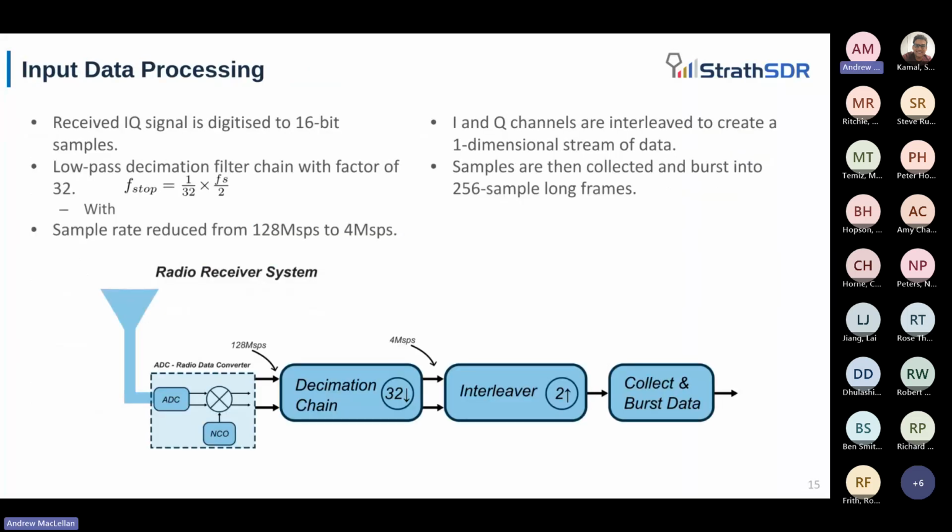So in terms of our input data processing, we'll receive an IQ signal that's digitized to 16 bits, because that's what the ADC will give you. And then we'll low pass decimate this by a factor of 32, and then we'll interleave it so that we have a real sample and an imaginary sample coming in one after the other. And then we'll collect those together and then burst the data. So they leave this subsystem that we see here as frames. And so the sample rate that we receive from the ADC will be 128 megasamples per second. And once we've decimated, it'll be around 4 megasamples per second.